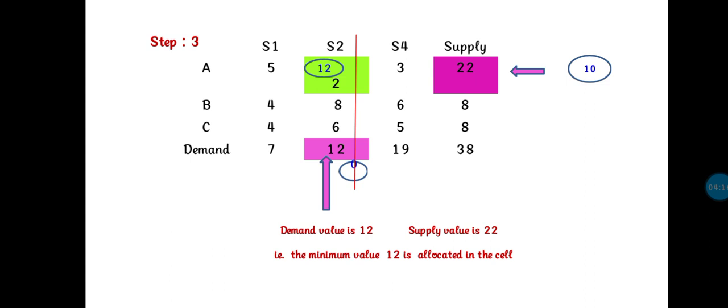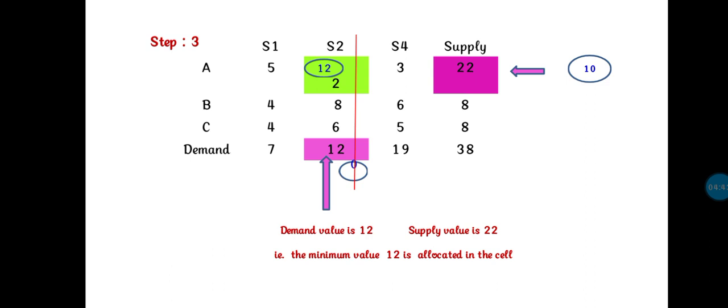After allocating this value, we need to subtract it from the demand and supply. Now subtracting the value 12 from the demand, we get 0, and subtracting the same value from the supply, we get 10. Now we have to cross out a row or column. Where we get 0, the S2 column demand value is 0. Hence we have to cross out the second column.